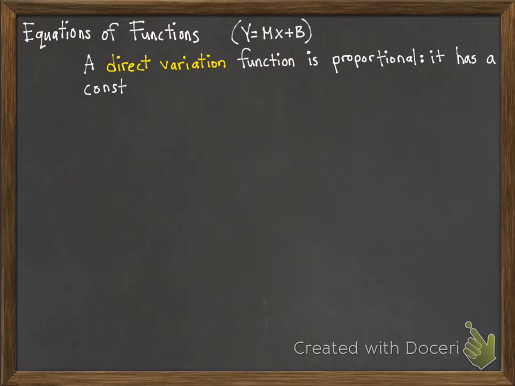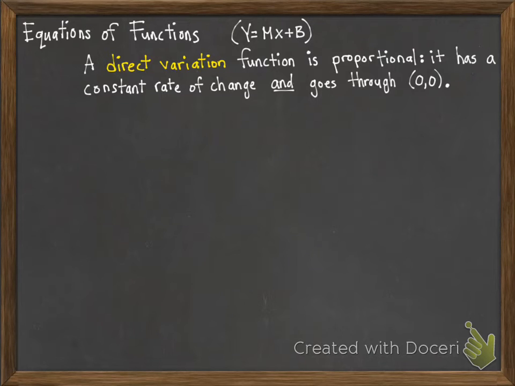The first one is called a direct variation, or proportional. And a function's only a direct variation or proportional if it has a constant rate of change and it goes through the point 0, 0. In other words, it starts at 0 and goes up the same amount each time.